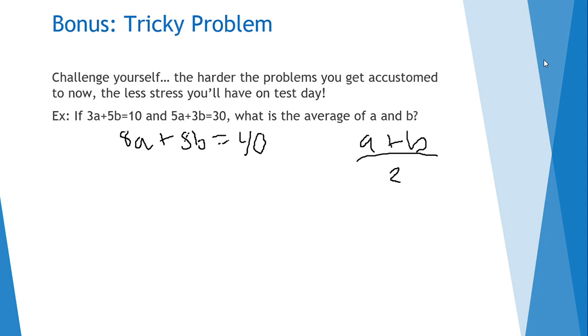I can divide both sides by 8, sorry. A plus B equals, and 40 divided by 8 is 5. So since we know A plus B equals 5, we can just have 5 over 2 as our average, and that would just be 2.5. And boom, very quick problem.